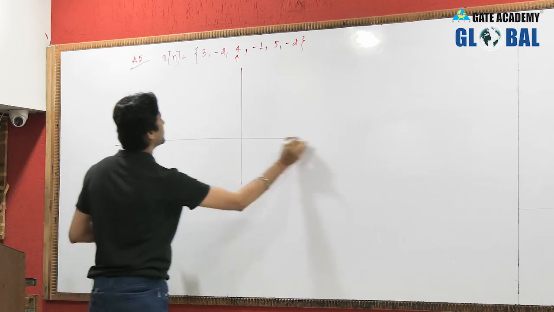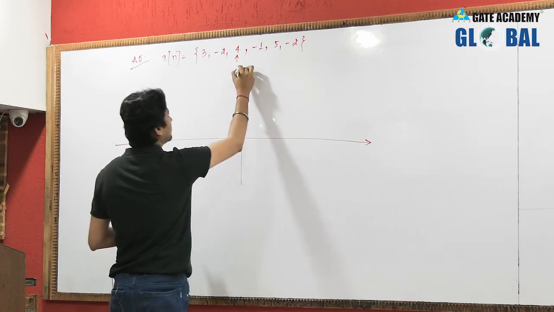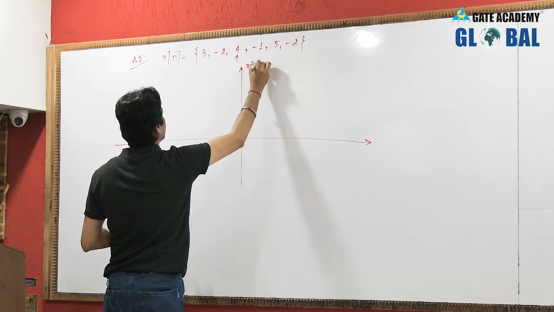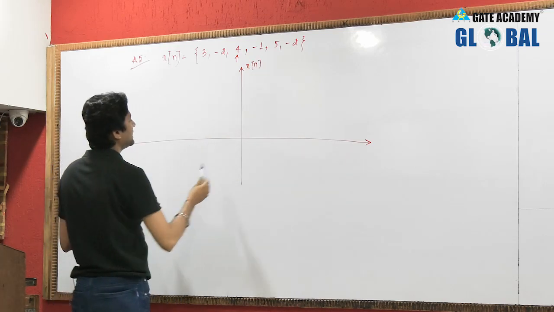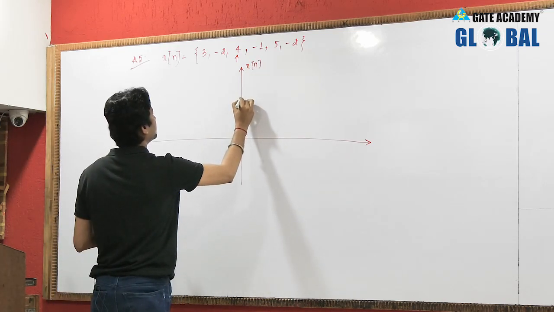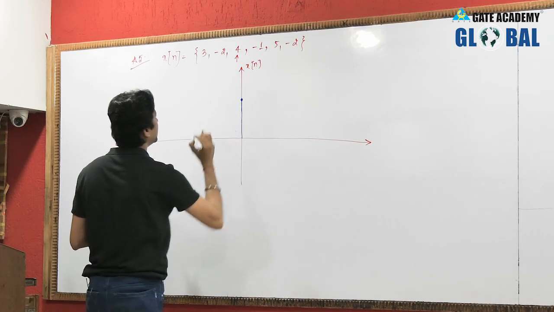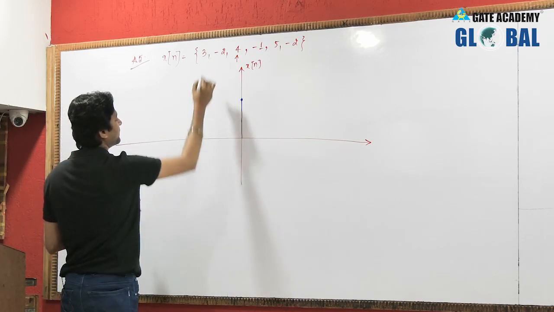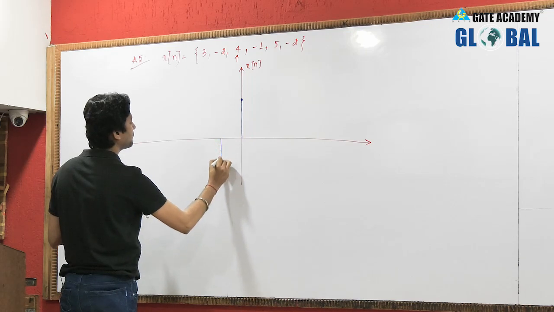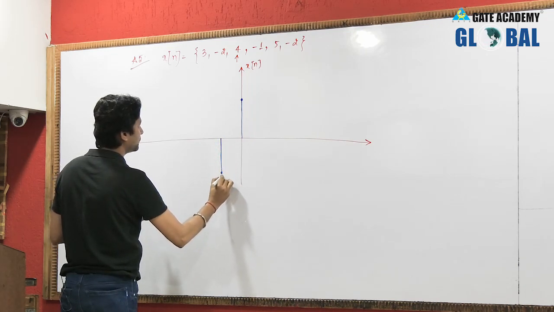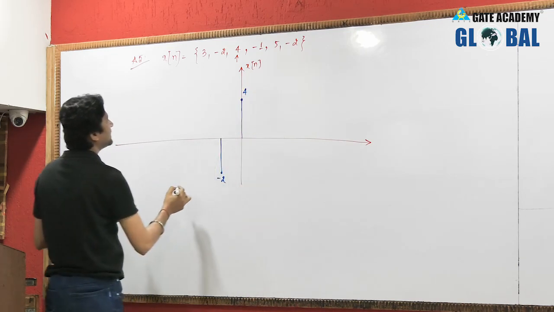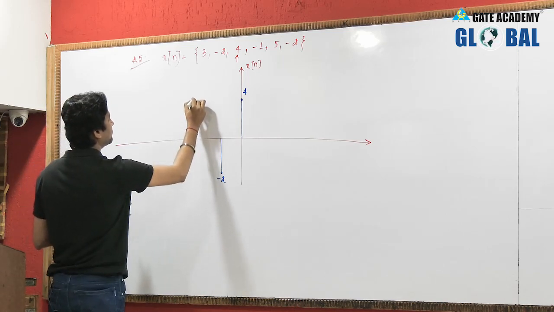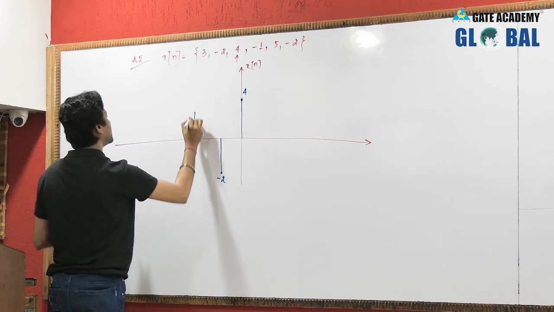Let it be x[n], and let us plot the values. At n = 0, the value is 4. At n = minus 1, the value is minus 2. At n = minus 2, the value is plus 3.